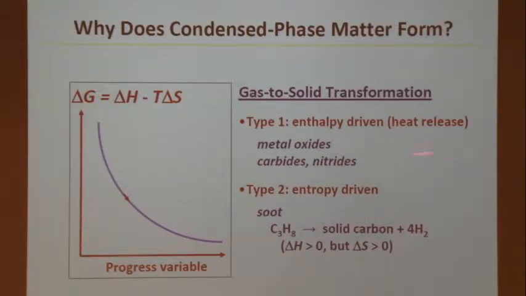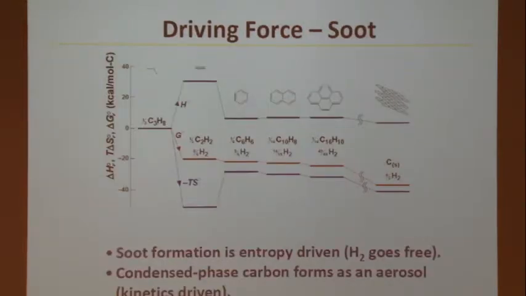But you can also have entropy-driven things where you start from some molecule, say, with a lot of hydrogens, and if you can get rid of all these hydrogens, you end up with solid carbon. So this would be a process that might be endothermic, but because you make a lot of moles of gas, the entropy will carry it. And so for soot, I think we don't actually know which one really wins, delta H or delta S.